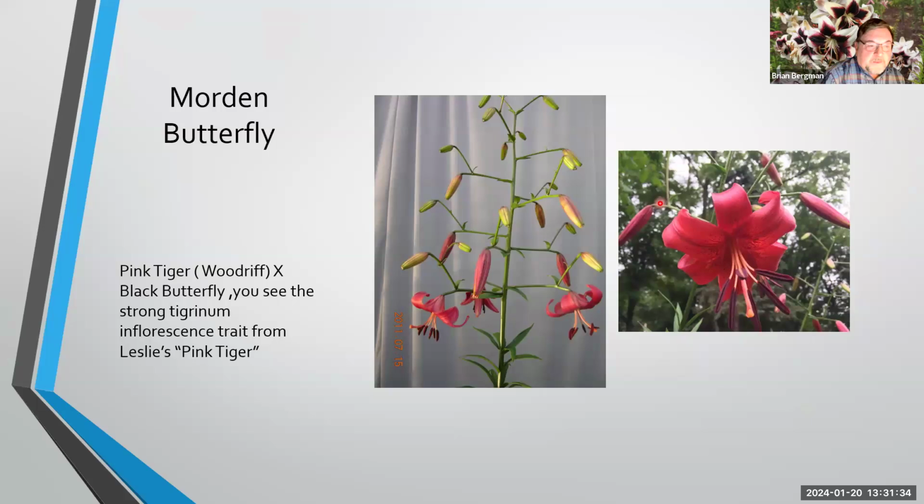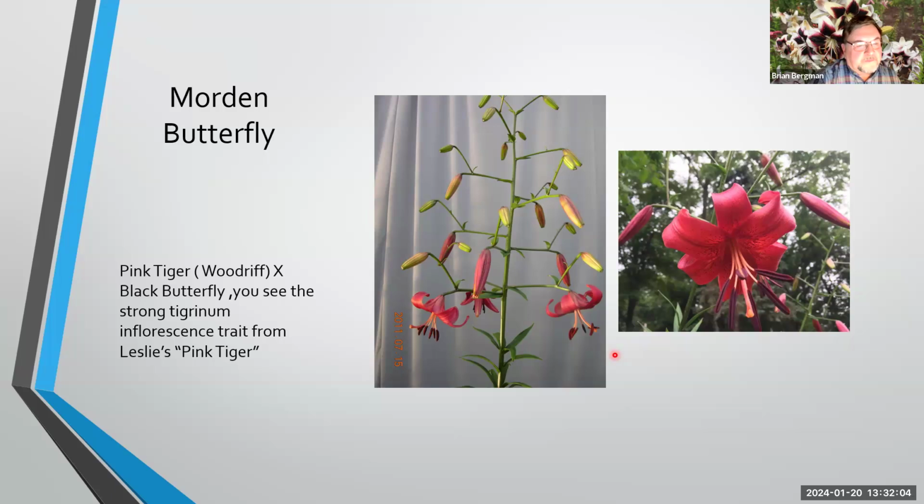And we have Morden butterfly. Where did Morden butterfly come from? Morden butterfly came from pink tiger cross black butterfly. That's why Wilbert called it that, because Morden was where he was stationed at the time. So he called it Morden butterfly from black butterfly. Notice the inflorescence. It's very similar to Sally, tiger babies, and Katinka because it's got Leslie's pink tiger in it.